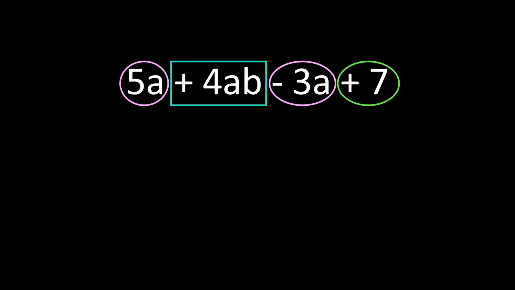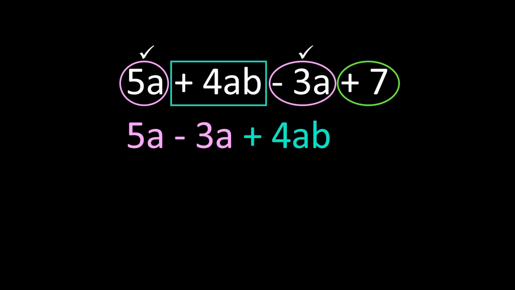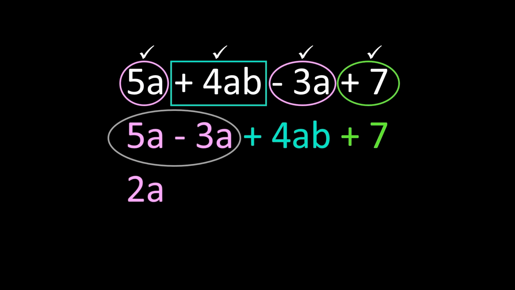So then I'm going to rewrite 5a, and I'll put a check there because I've rewritten it, I've used it, minus 3a, I've recorded it, plus 4ab plus 7. And so now I'm ready to begin combining. And I have 5a minus 3a, those are like terms. 5 minus 3 is 2, so I have 2a plus 4ab plus 7. So 2a plus 4ab plus 7 is how we're going to simplify this expression.